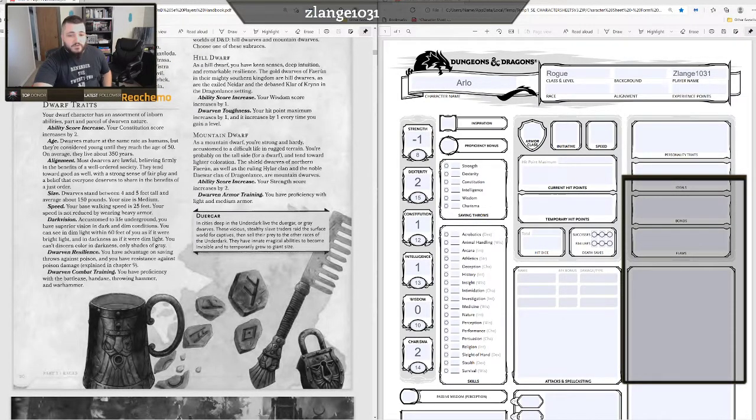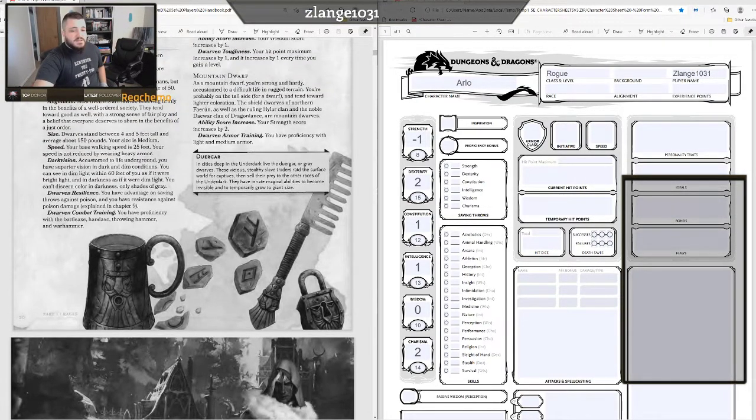Dwarves stand between 4 feet and 5 feet tall and average about 150 pounds. Your size is medium. Most player races are medium size. Your base walking speed is 25 feet. Your speed is not reduced by wearing heavy armor. Some races obviously would have their speed reduced by wearing heavy armor. Unfortunately, dwarves have darkvision of 60 feet. So as long as you have a little bit of light, you can see up to 60 feet ahead of you.